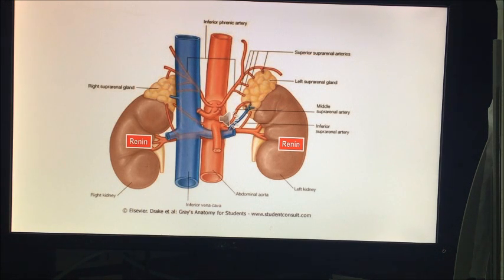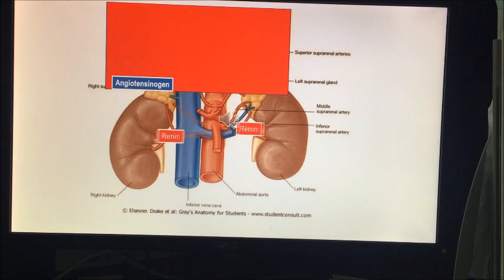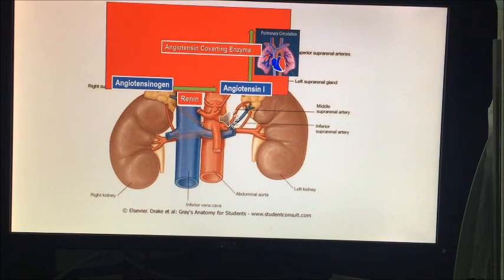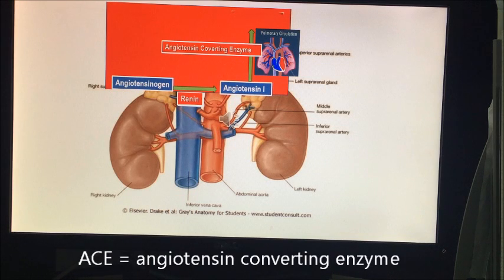Renin enters the blood, splits the plasma protein angiotensinogen into angiotensin I, which in the pulmonary circulation is converted to angiotensin II.